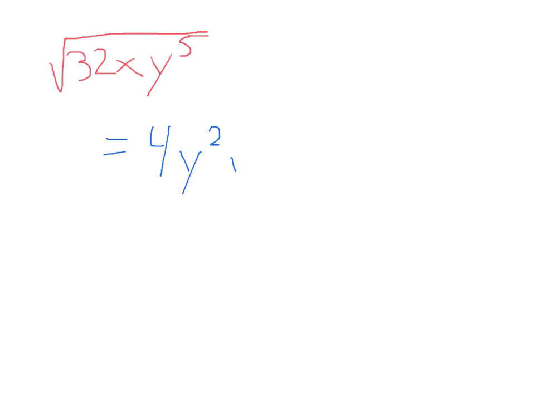All right, let's have you try one of these. Let's have you do the square root of 32xy to the 5th. Stop the recording and try this. If you did this right, you should have gotten 4y squared root 2xy. Did you get that right?